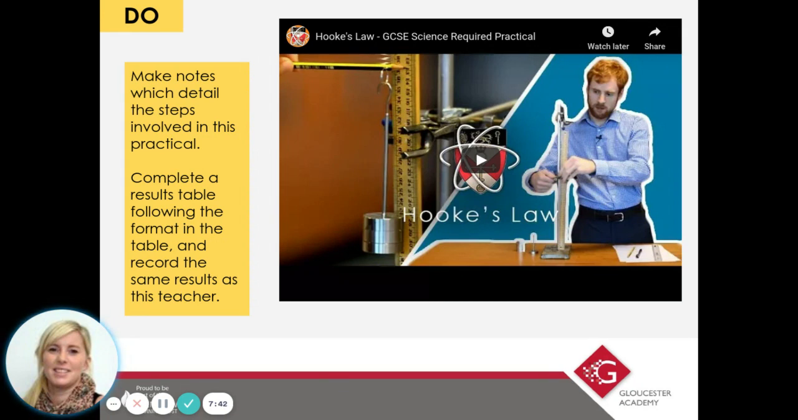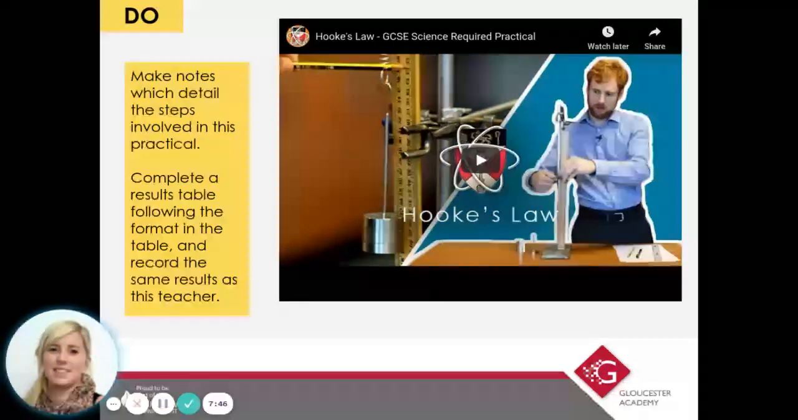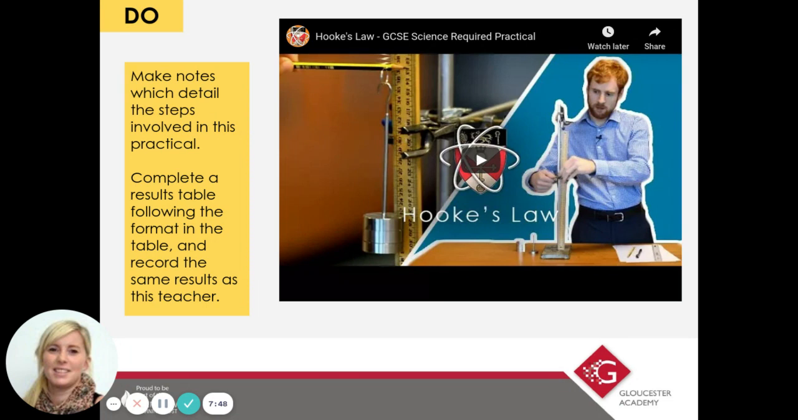It's really important that you know the method for this practical. So this teacher on this video, he's going to outline it and demonstrate the method to you. He does a really good job, actually. So as he's detailing the steps involved in this practical, you need to be writing down those numbered steps. So what does he do first? What does he do second?